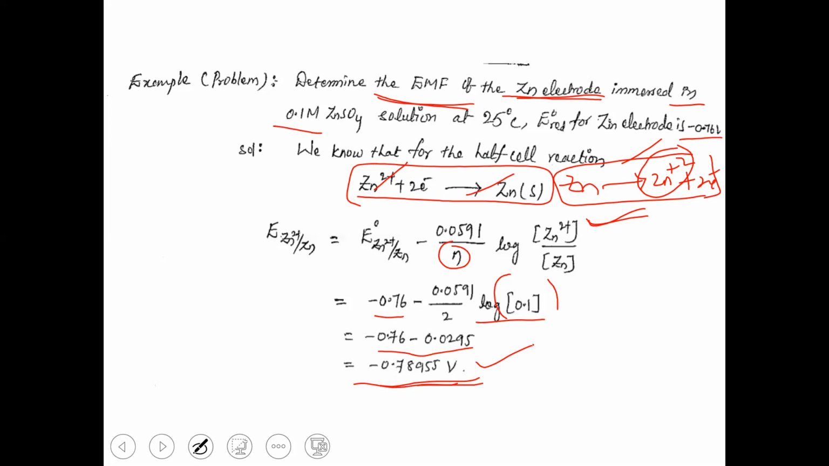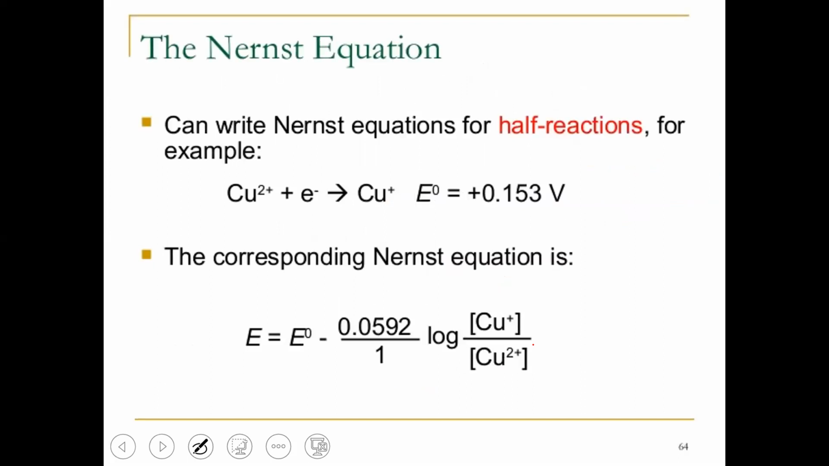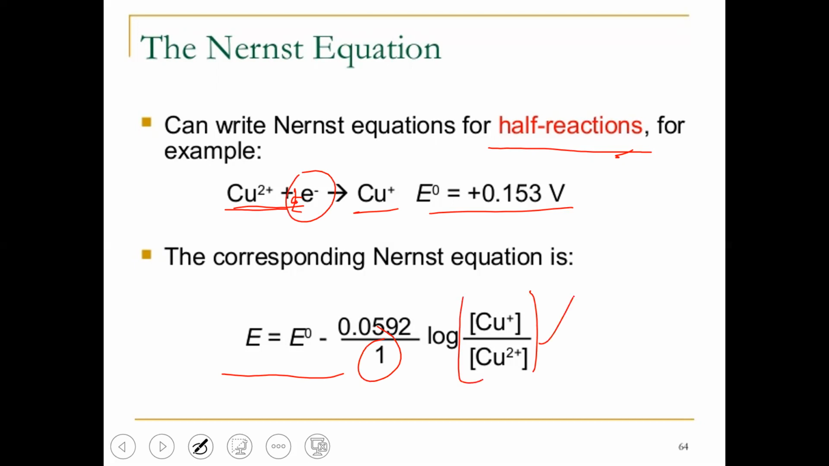So this is about the Nernst equation. Now here it is coming to the copper. Here is the Nernst equation for the reduction reaction for the copper: copper 2 plus plus 1 electron gives Cu plus. The E naught is equal to plus 0.153 volts. Then substituting these values in the Nernst equation, E is equal to E naught minus 0.059 by N, and N means 1 electron, log Cu 2 plus.